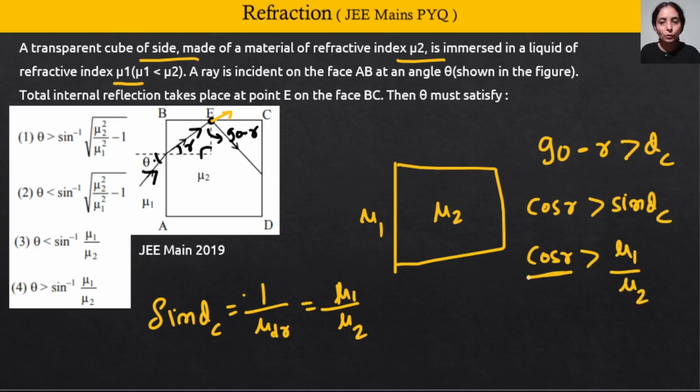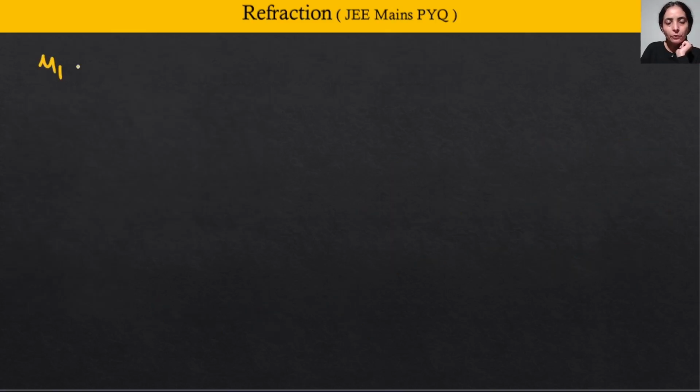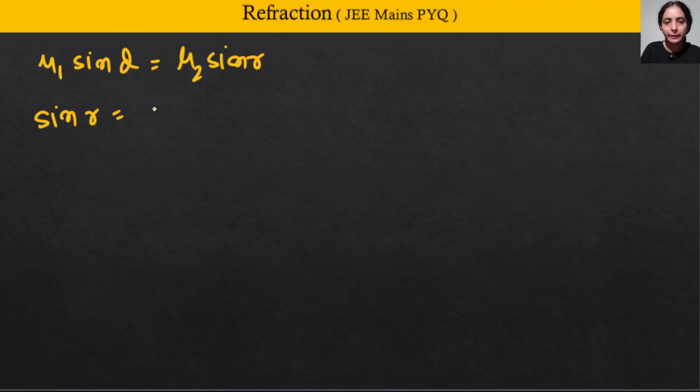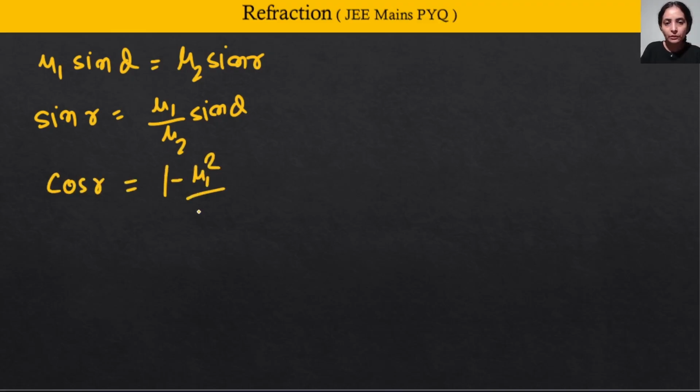Now what can cos r be in terms of theta? Let us use Snell's law at the surface AB at this point. Mu1 sin theta will be equal to mu2 sin r. So sin r can be written as mu1 by mu2 sin theta. So what can cos r be? Put the value in. This will be root under 1 minus mu1 square by mu2 square sin square theta. This is cos r.